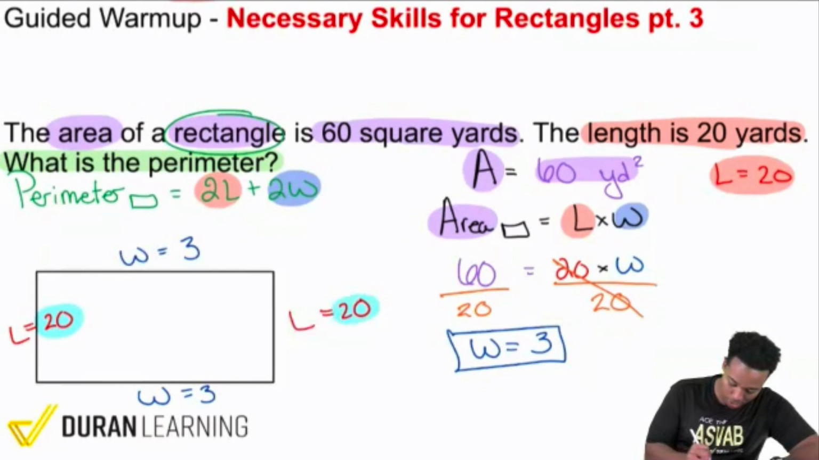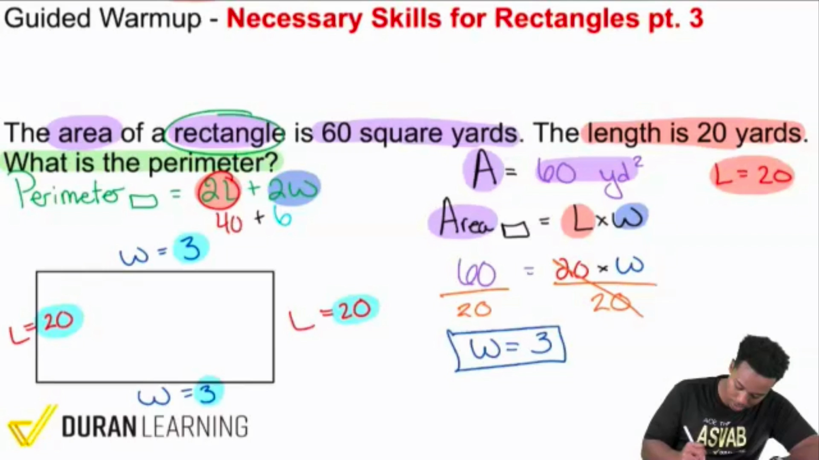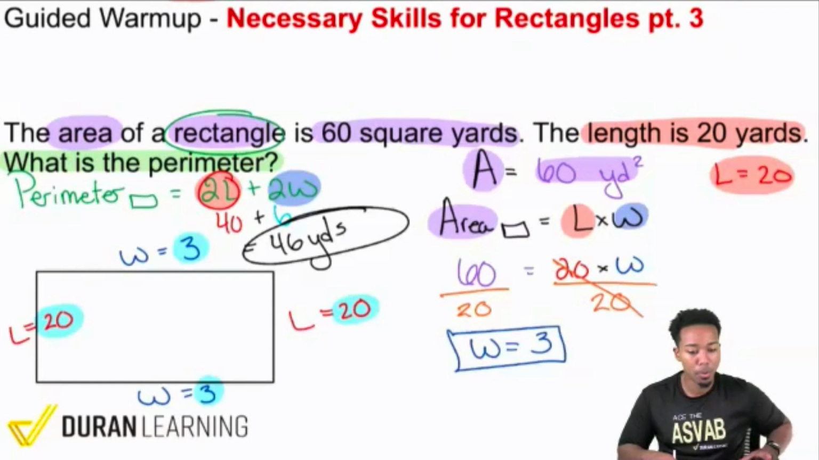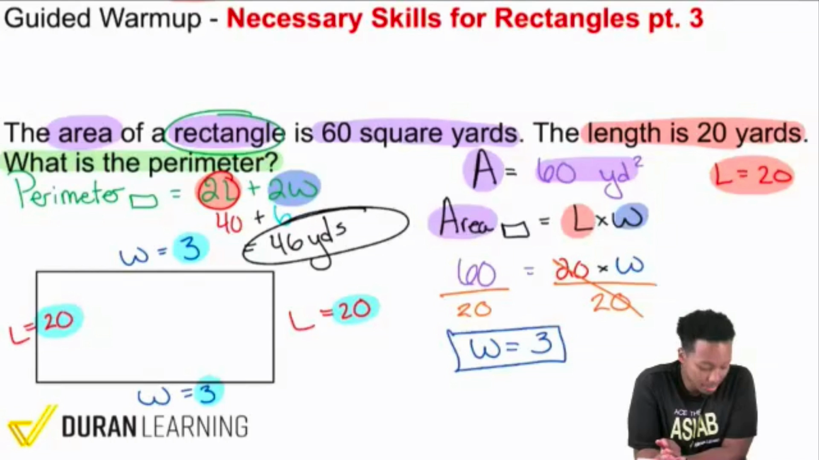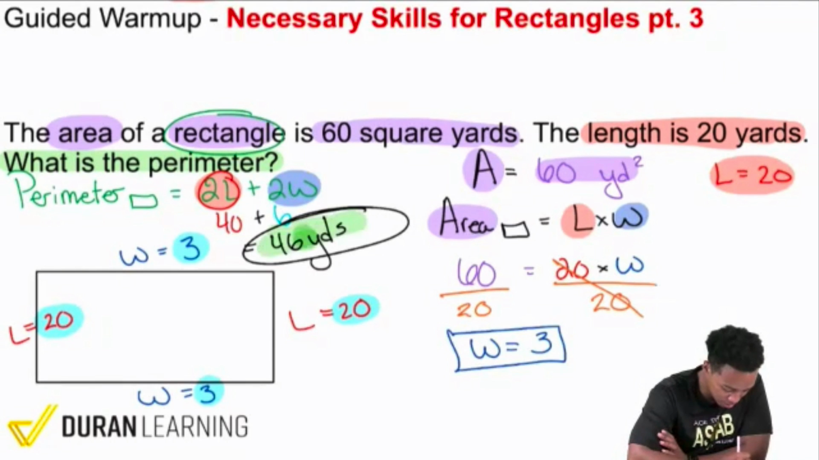20 plus 20 plus 3 plus 3. Or we can just do it here. 2 times the length, 40. 2 times the width, 6. And the answer will be 46 yards. Boom. So with that said, my party people, there's our answer right there. There it is. That's our answer.